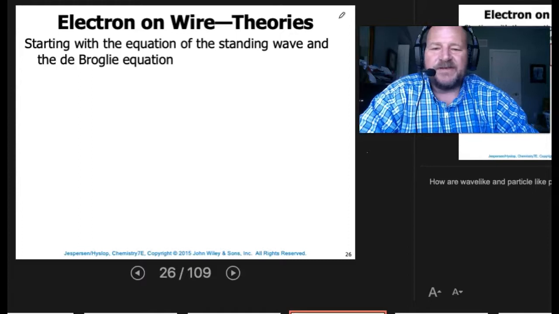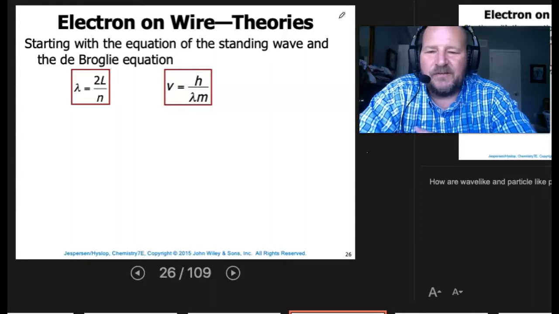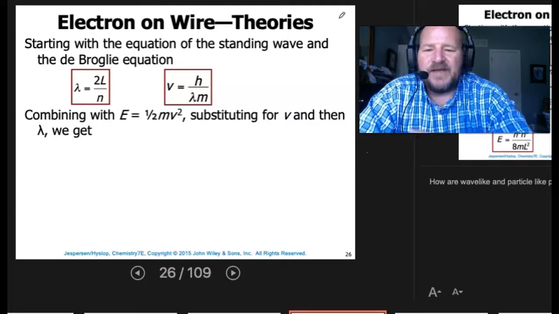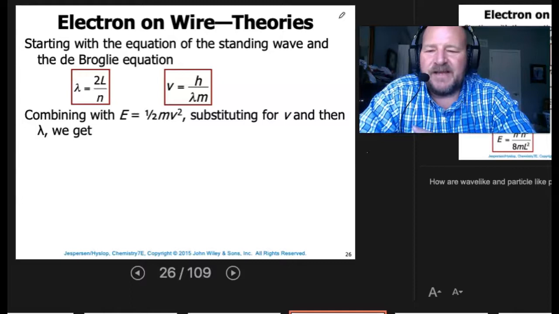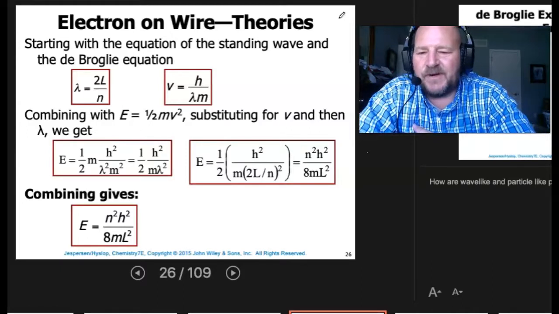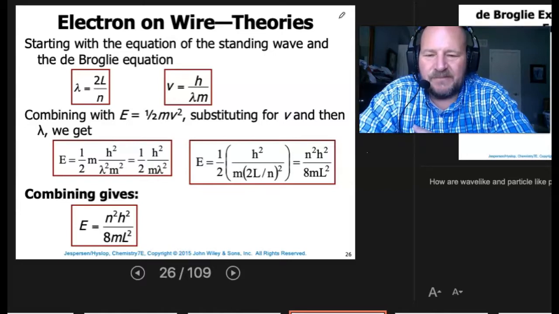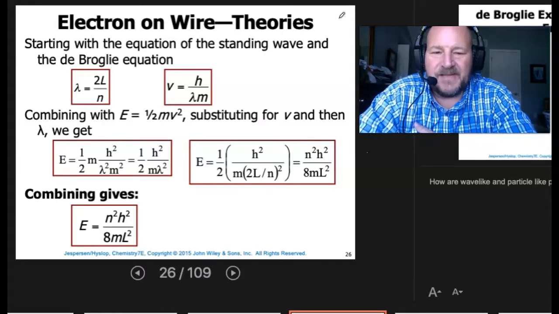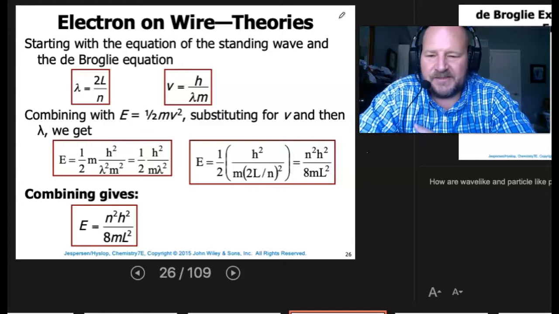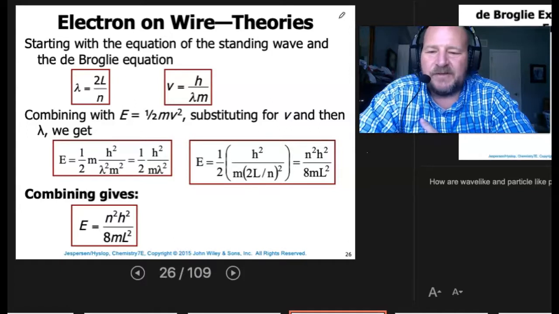So starting with the equation of the standing wave and the de Broglie equation, we can start with these two. Lambda equals 2L over n, and we know that v is equal to h over lambda m. We combine with E equals 1/2 mv squared, substituting for v and then lambda, and we're going to get some messy algebra. Okay, so E is equal to 1/2 m h squared over lambda squared m squared, which is equal to 1/2 h squared over m lambda squared. E will be equal to 1/2 times that, which is equal to n squared h squared over 8mL squared. If we combine these, then we can say that the energy is equal to n squared h squared over 8mL squared.